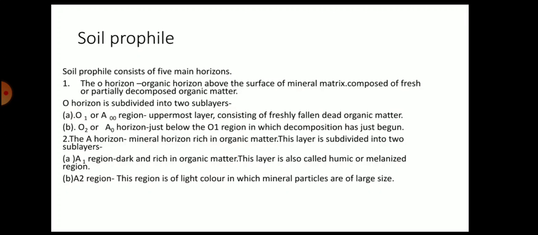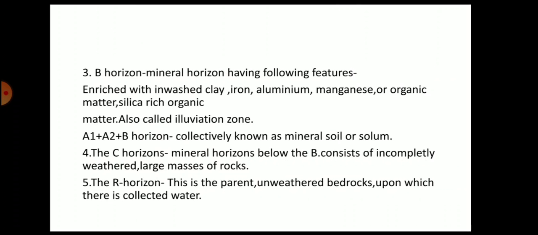The O horizon and upper part of the A horizon is the region where life is most abundant. The A horizon is characterized by major organic matter accumulation, by the loss of clay, iron and aluminium, and by the development of organo-mineral complexes, granular crumbs or platy structures. Now let us discuss the B horizon.